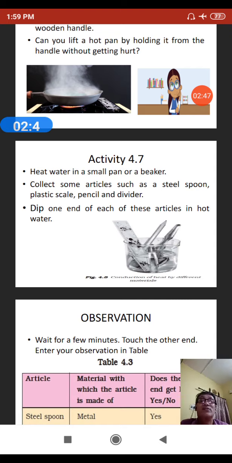For that purpose you will do activity 4.7 of the NCERT book, class 7 science, lesson Heat. Heat water in a small pan or a beaker cautiously, in the presence of your teacher or your parents at home, because this is online teaching going on during the COVID-19 situation. Collect some articles such as a steel rod, steel spoon, plastic scale, pencil, and divider.